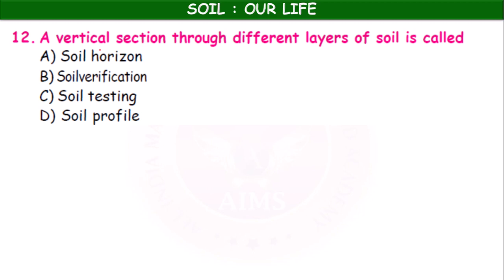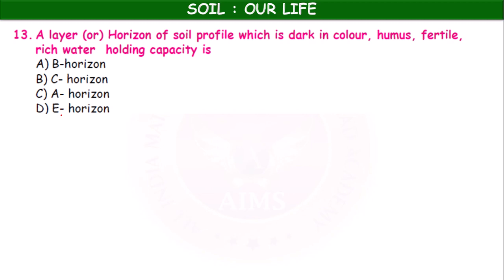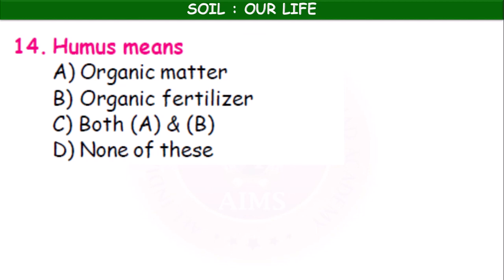A vertical section through different layers of soil is called what? Soil horizon, soil verification, soil testing, or soil profile? It is soil profile. A layer or horizon of the soil profile which is dark in color, humus-rich, fertile, with rich water holding capacity is B horizon, C horizon, A horizon, or E horizon? A horizon, it is the topsoil which contains humus, organic matter, fertility, everything.